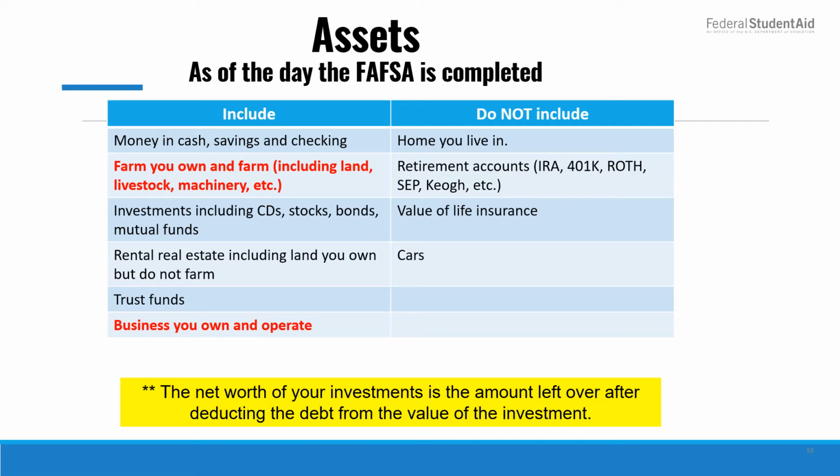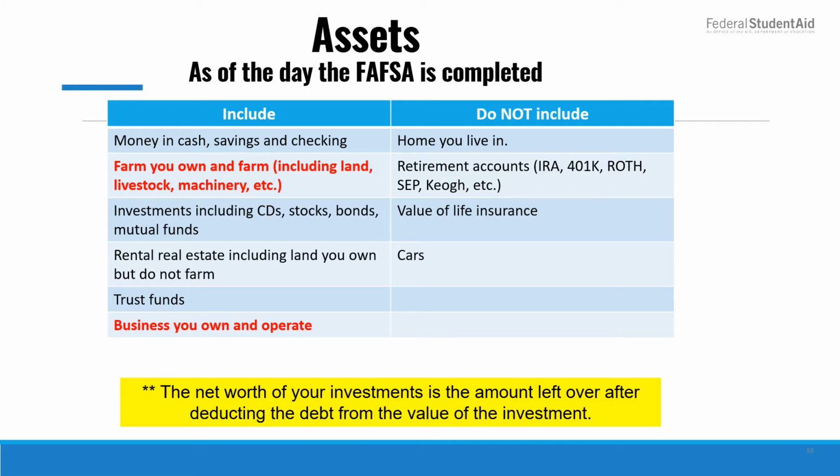Any rental real estate, including the land that you own but you do not farm, or a house you own but you rent out. Any trust funds, and then any business you own and operate. Be sure to include the value of that. And again, that's in red because that's new this year. Previously, that was not included as an asset.